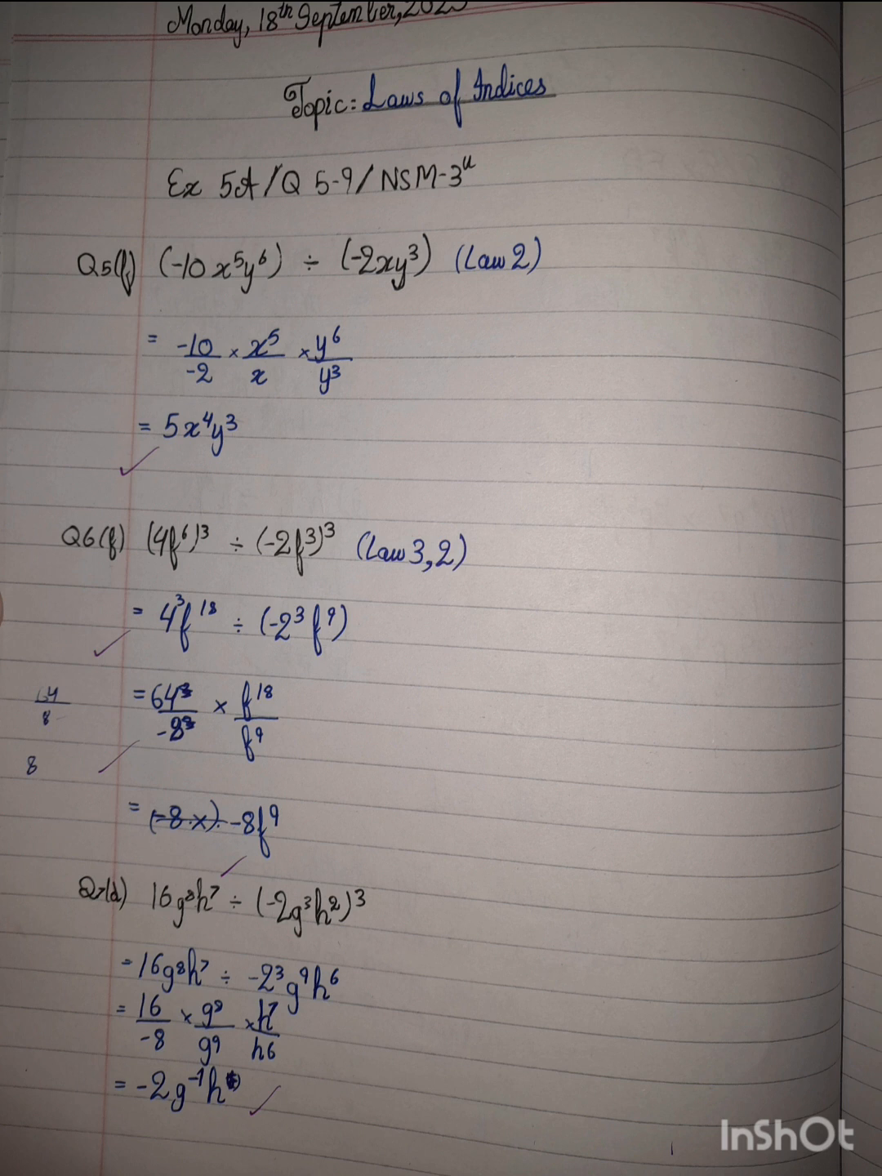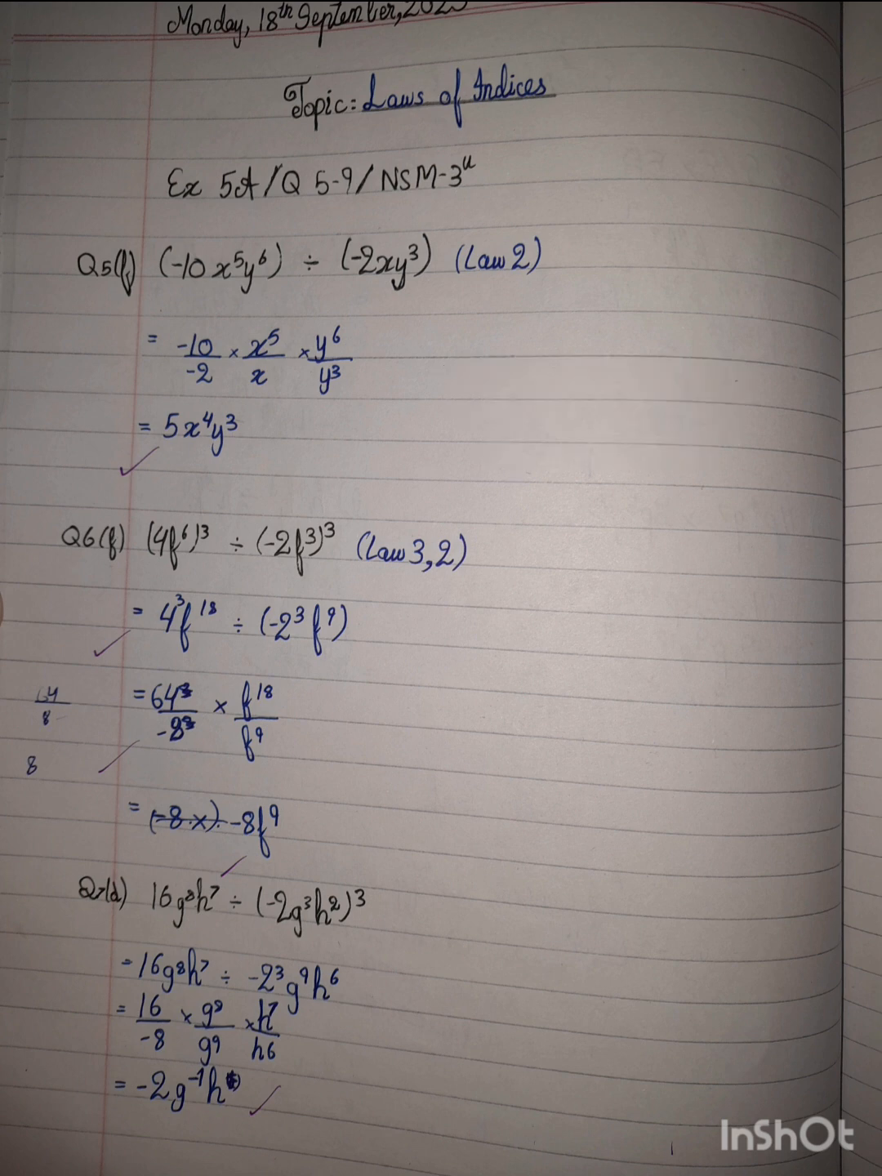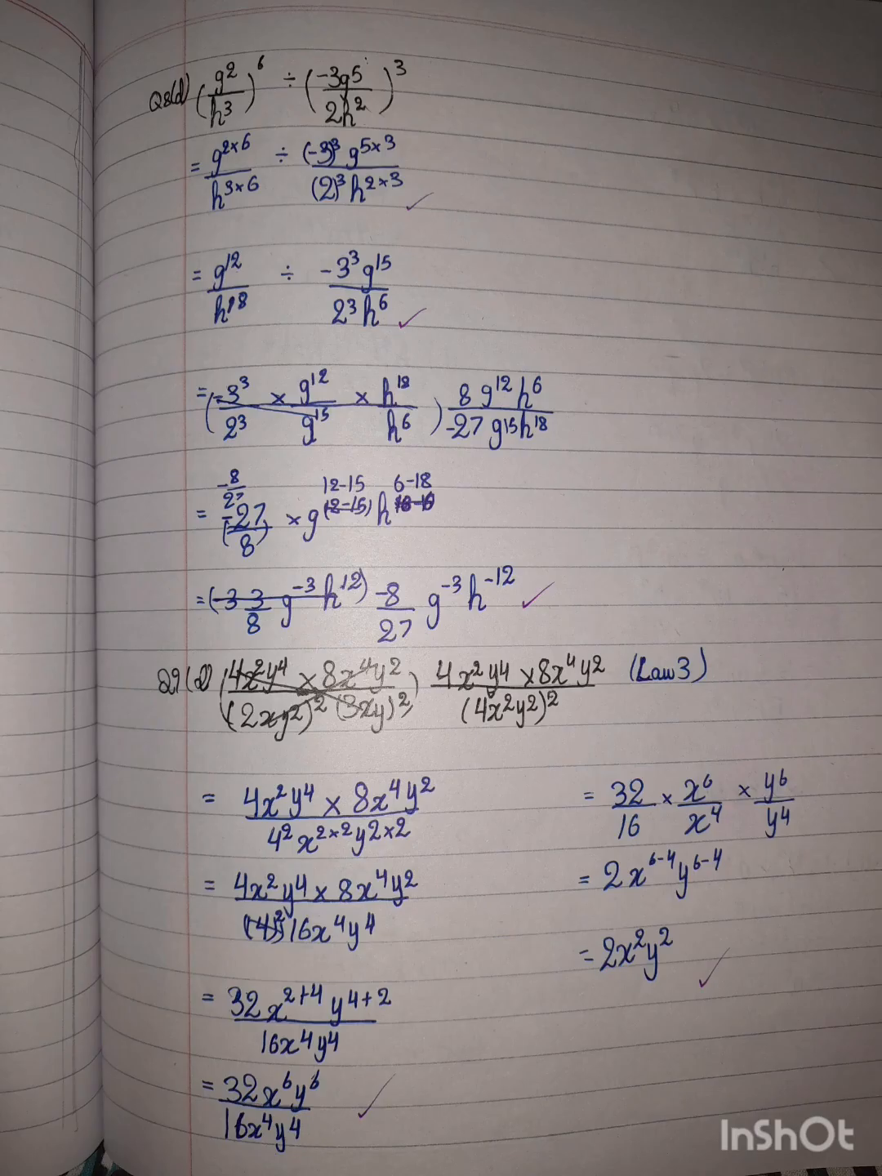So laws are also mentioned for your convenience. So you can see, apply laws carefully to avoid mistakes of sign and power. So you need to be very careful. If you are going to write down minus 2 raised to power 3 and you are not dealing with sign, so you need to put brackets. This is very important and students make mistakes in that.